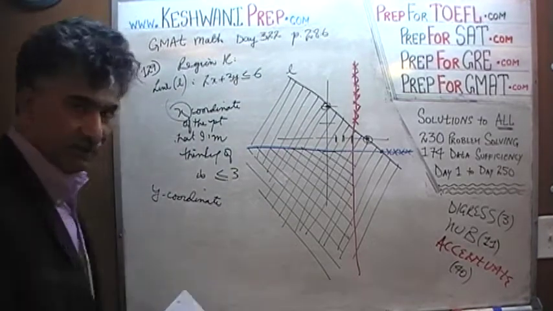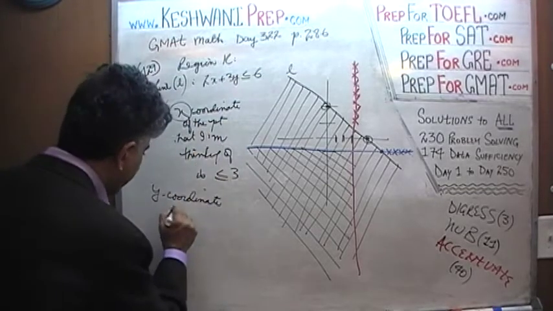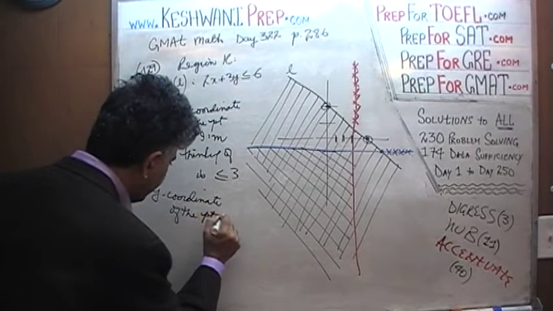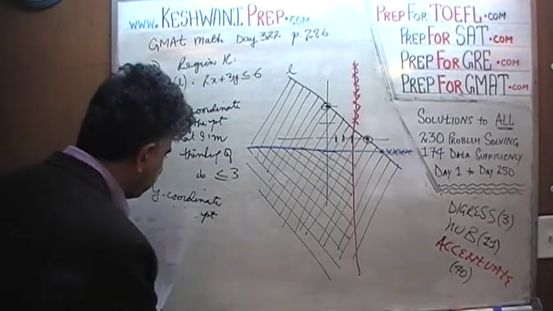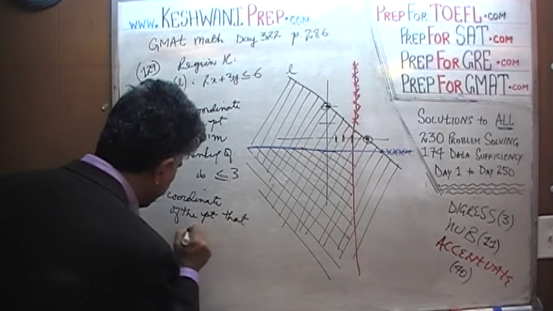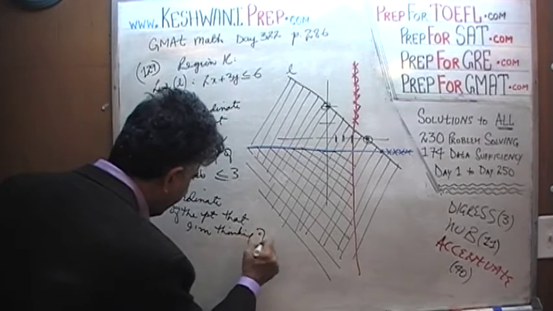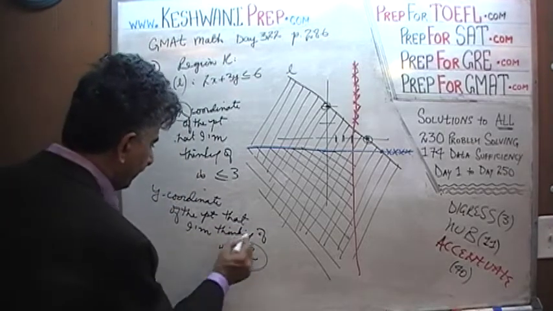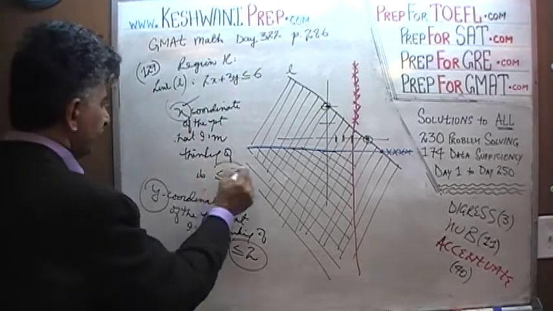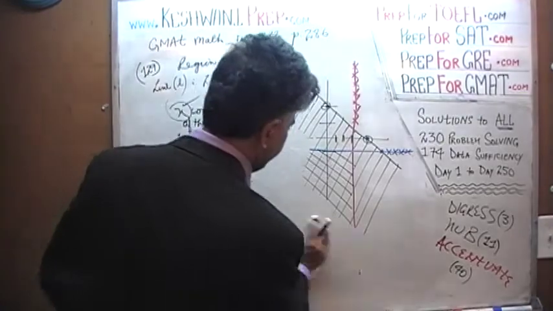I just realized that the y coordinate of the point that I am thinking of is less than or equal to 2. So there's your y coordinate less than or equal to 2, and x coordinate less than or equal to 3. Let's redraw it. I'm going to erase everything and redraw the whole thing.